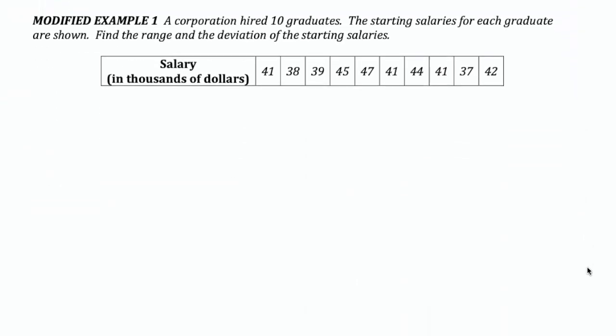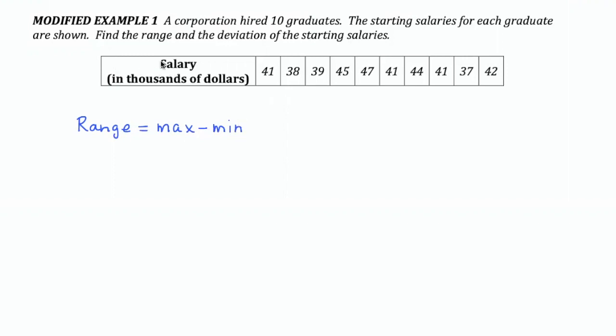I modified this to do only part of the example from the book. So I'm working with the data from one corporation that hired 10 graduates. The starting salaries for each graduate are shown. Find the range and the deviation. So in order to find the range, we have to take the max score and subtract the min.